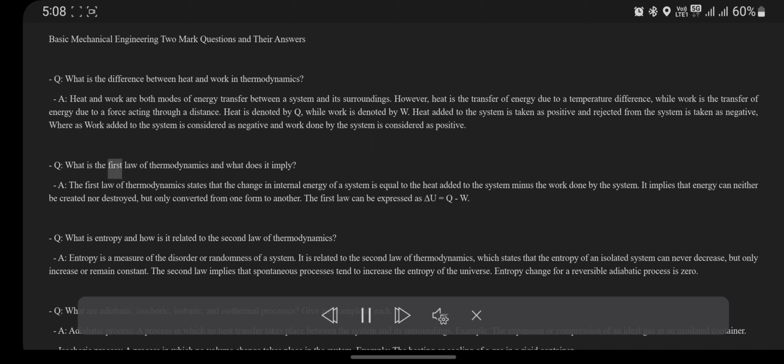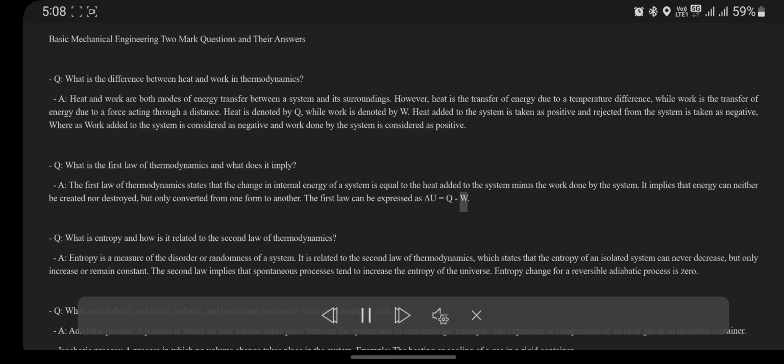Question: what is the first law of thermodynamics and what does it imply? The first law of thermodynamics states that the change in internal energy of a system is equal to the heat added to the system minus the work done by the system. It implies that energy can neither be created nor destroyed, but only converted from one form to another. The first law can be expressed as delta U is equal to Q minus W.